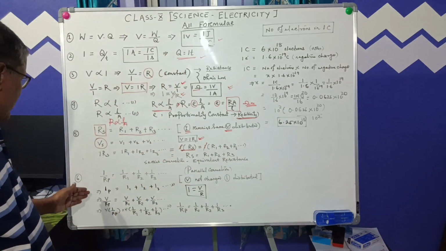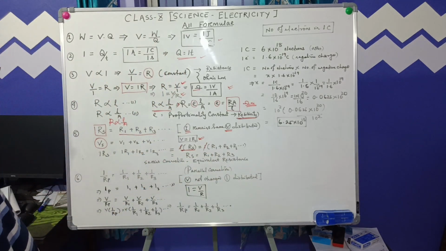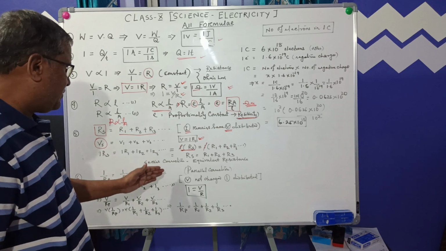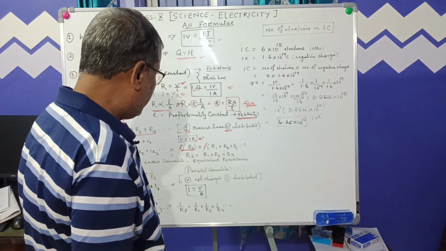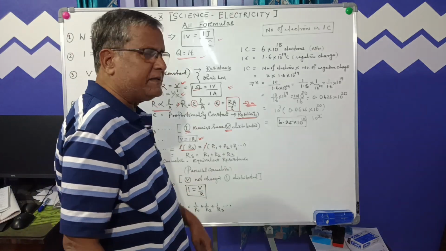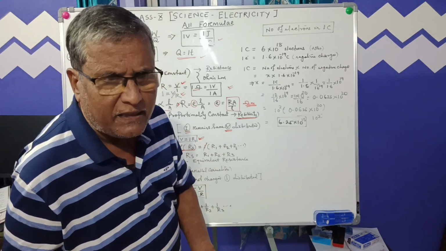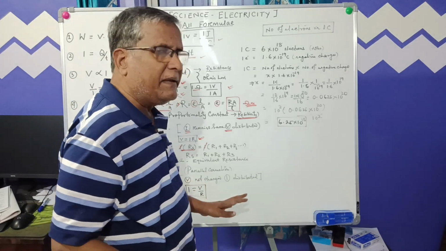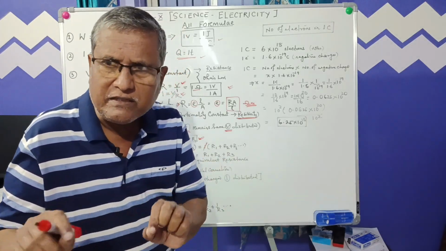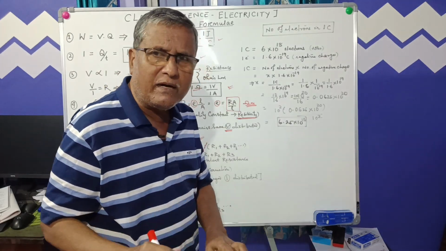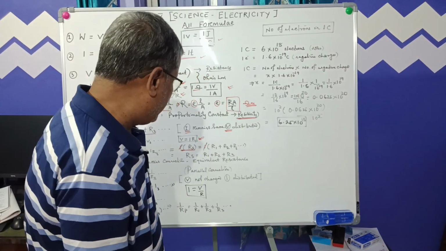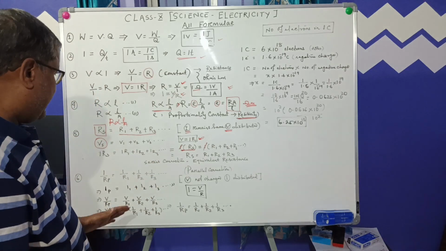Now come to the last formula, that is about parallel connection. What happens in parallel connection? V does not change. The potential difference remains the same across each resistor. But what happens? I is distributed across each resistor. So let us find out the formula.